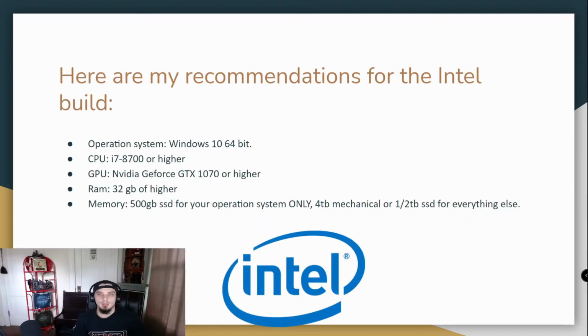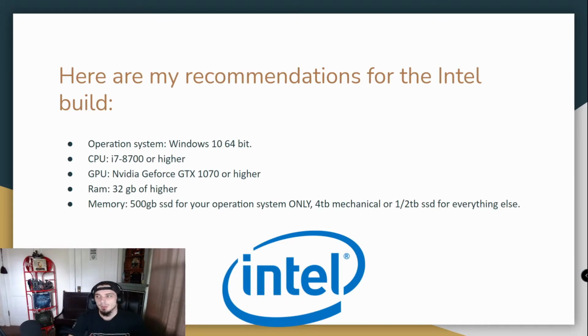Here are my recommendations for the Intel builds. The operating system should be Windows 10 64-bit. CPU is the i7-8700. The GPU is the NVIDIA GeForce GTX 1070 or higher. RAM is 32 GB or higher. And for your memory, a 500 GB SSD for your operating system only, and a 4 TB mechanical drive or a 1 or 2 TB SSD for everything else.